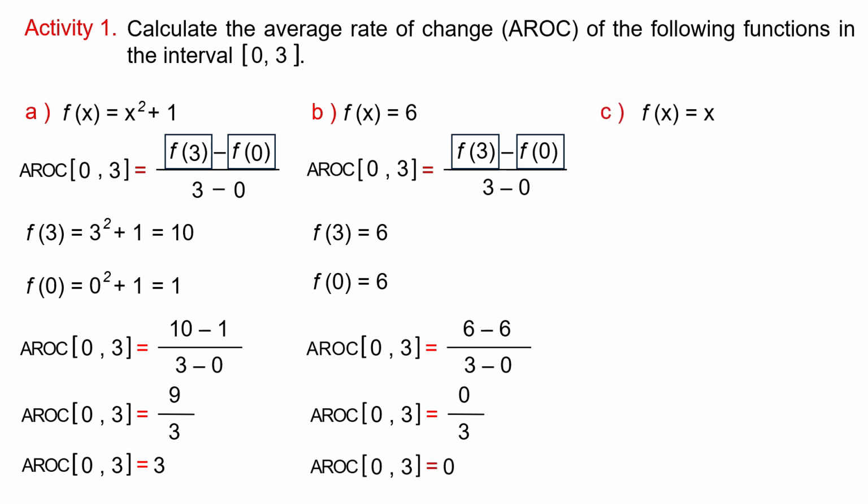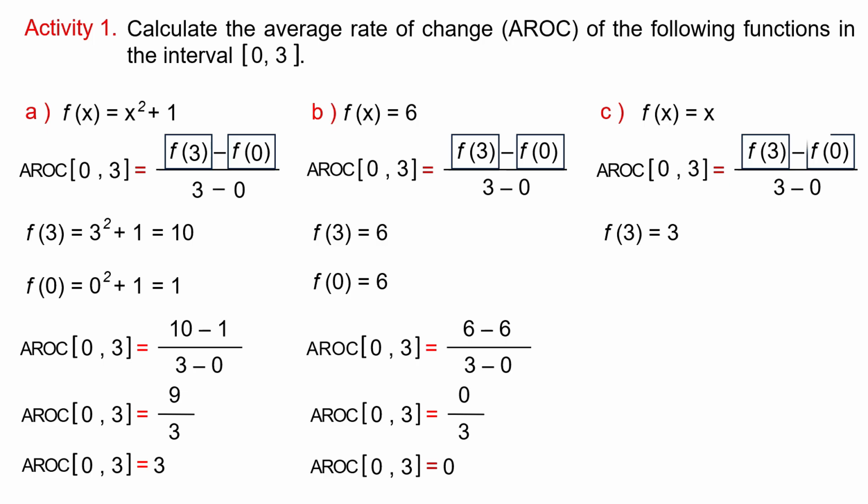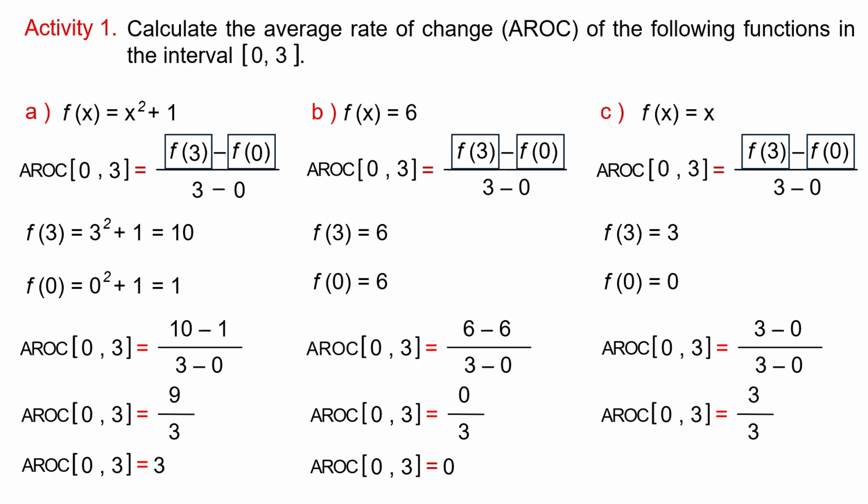Literal C. The function x, which geometrically is a linear function, that is, a straight line that passes through the origin of coordinates. Then, taking into account the formula, we replace the values of the interval. Calculating the value of the function evaluated at 3, we obtain 3, and similarly, evaluated at 0, we obtain 0. Then, replacing these two results in the formula, solving the operations and simplifying, we get that the average rate of change of the function x in the closed interval [0, 3] is 1.